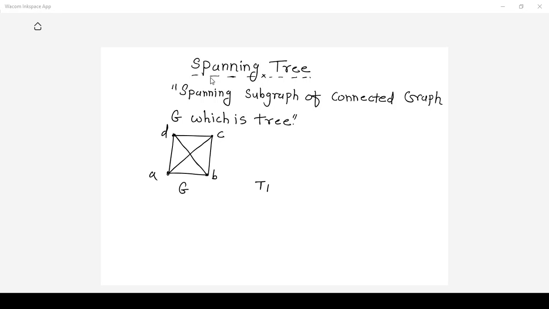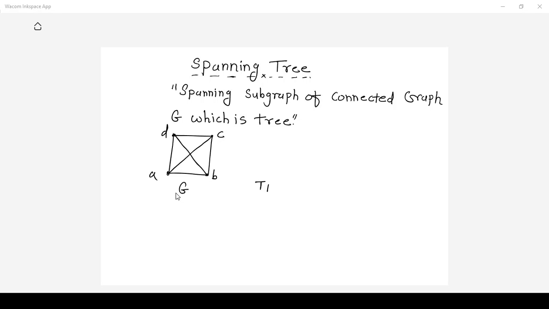Now let us see one of the important concepts from the tree chapter, that is spanning tree. So how do you define the spanning tree? It is a spanning subgraph. A spanning subgraph is a subgraph which contains the same number of vertices as the given graph G. So a spanning tree is a spanning subgraph of a connected graph G, which is a tree.